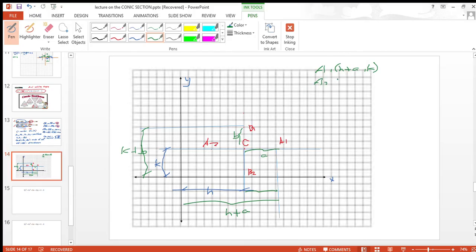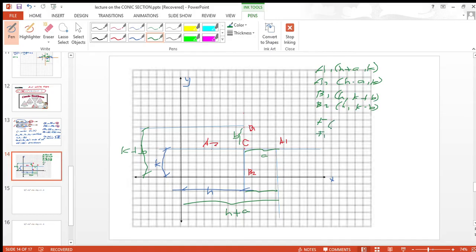So A2 is to the left, so this is H minus A, K, while B1 and B2 are lying on the same vertical line with the center, therefore they must have the same abscissa, H and H. Ordinate, this is K plus B. This is below, K minus B. And then after our vertices, we will have our foci, F and F1.